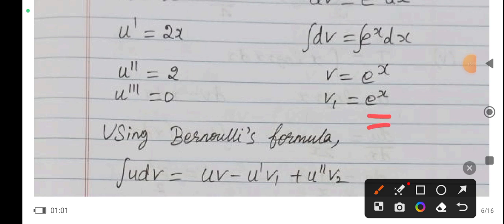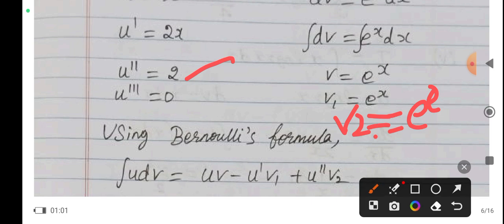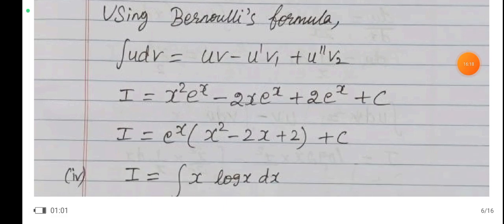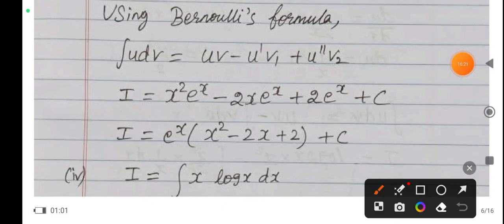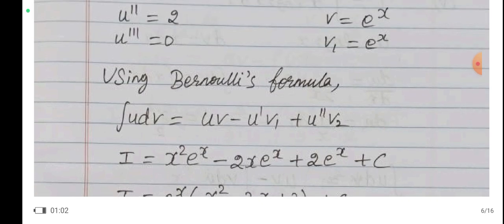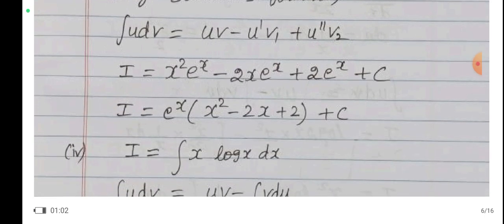Till v1 we want to do, actually till v2 also we need. v2 is also e power x. Here u double dash goes with v2, and u triple dash would go with v3, but here the integration of e power x is e power x only, so it was easy. Okay, apply Bernoulli's formula. So till v2 we are applying. What is the formula? Integral u dv equals uv minus u dash v1 plus u double dash v2. Actually minus u triple dash v3 will come, but u triple dash is 0. Am I correct, children? 0 into anything is 0. So only these 3 terms are enough.